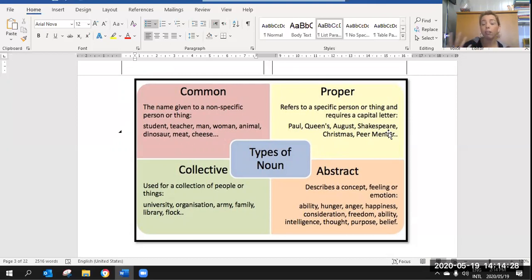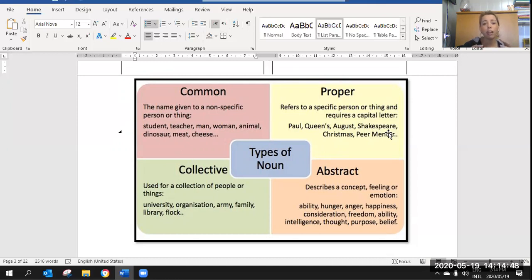When I talk about a town, then it is a common noun, but when I talk about Cape Town or Johannesburg, those are the proper nouns because now I'm ascribing their names to them and they start with a capital letter. So those two groups, fairly easy to distinguish. Then collective nouns, just as easy.